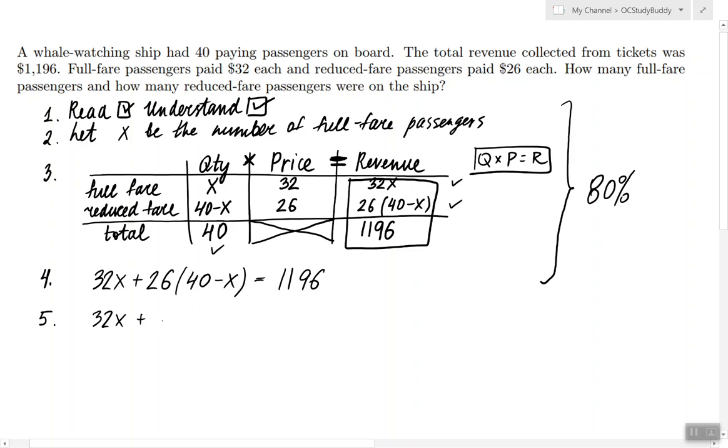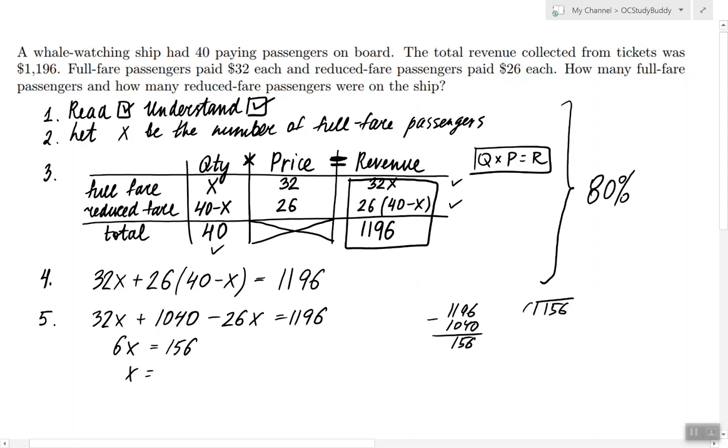So 26 times 40 is 1040 minus 26x is equal to 1196. 32x minus 26x is 6x. 1196 minus 1040 is 156. So x is equal to 156 divided by 6. So x is equal to 26.